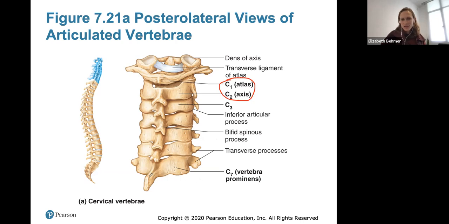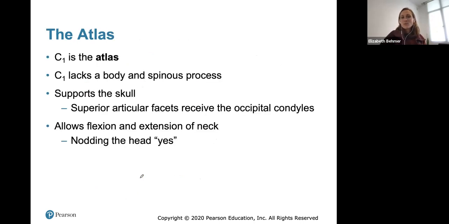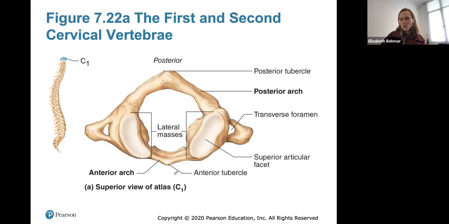The vertebral prominence of C7, the spinous process, sticks out a lot. So if you feel down in your neck and look down, you can feel your C7 spinous process sticking out. C1 is the atlas. It lacks a body and a spinous process. It supports the skull, and it allows flexion and extension to allow you to nod your head yes. So this is C1. It looks special, the first cervical vertebra, no body, no spinous process.